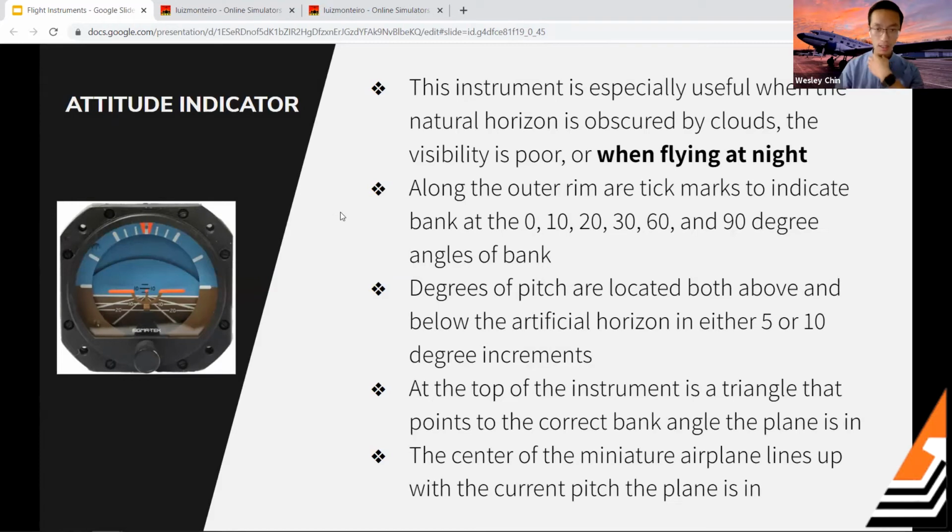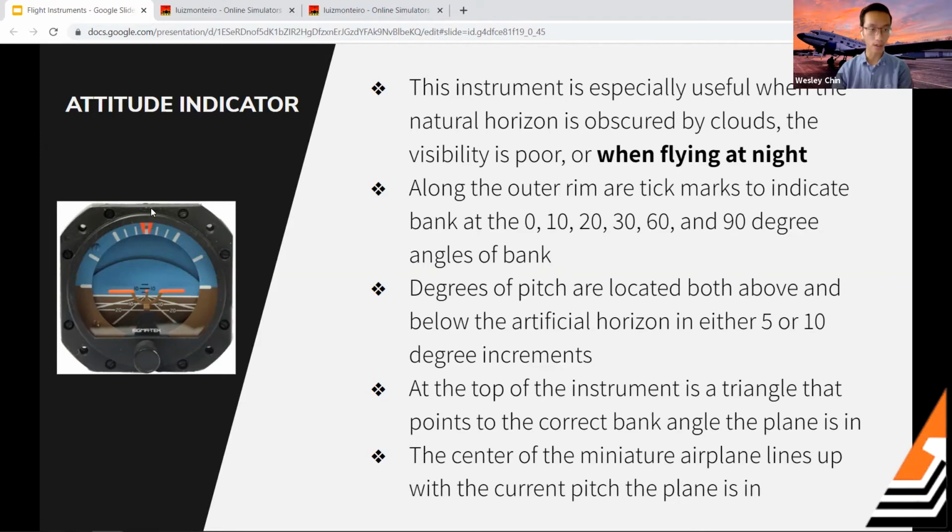So when we read this, there are tick marks on the outer rim that indicate different bank angles. So 0, 10, 20, 30, 60, and 90-degree angles of bank. When you're doing your private steep turns, 45-degree steep turns, that's right in between these two markings over there. And for degrees of pitch, they're located above and below your artificial horizon, and this one looks to be in 5-degree increments. So it looks like we're pitched up somewhere between 5 and 10 degrees.